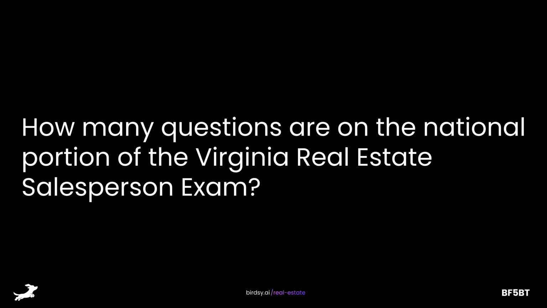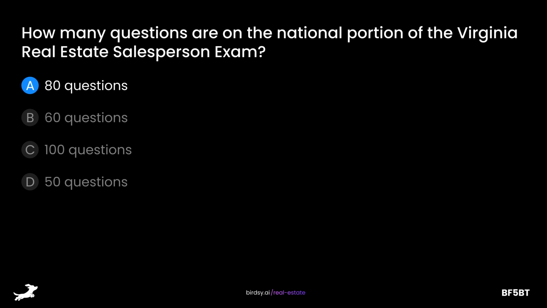How many questions are on the national portion of the Virginia Real Estate Salesperson exam? Is it A, 80 questions, B, 60 questions, C, 100 questions, or D, 50 questions? The answer is A, 80 questions.